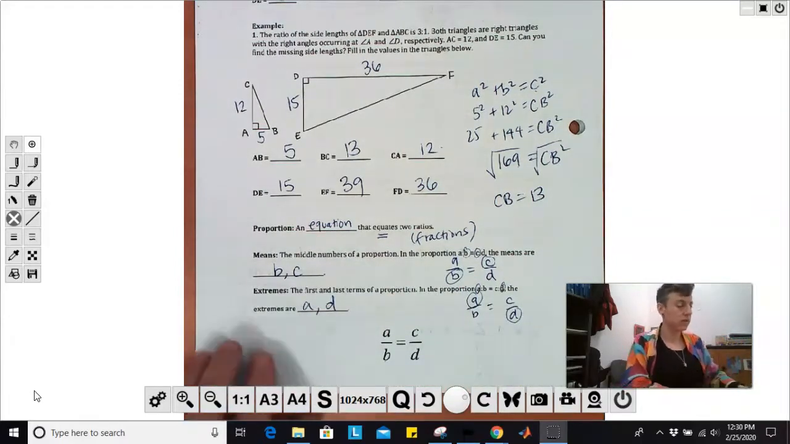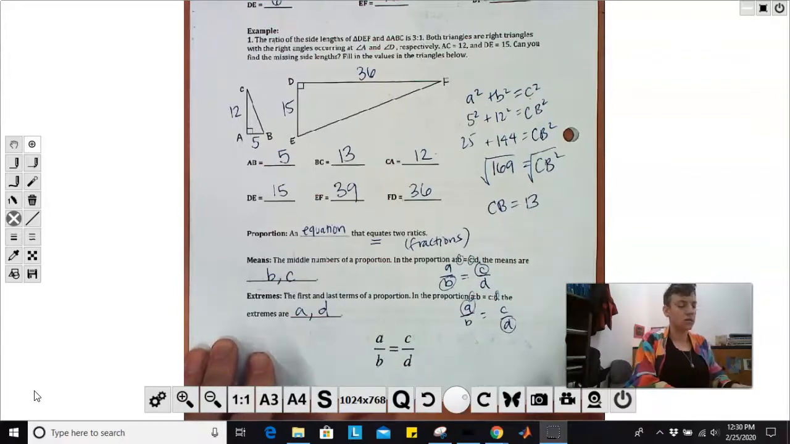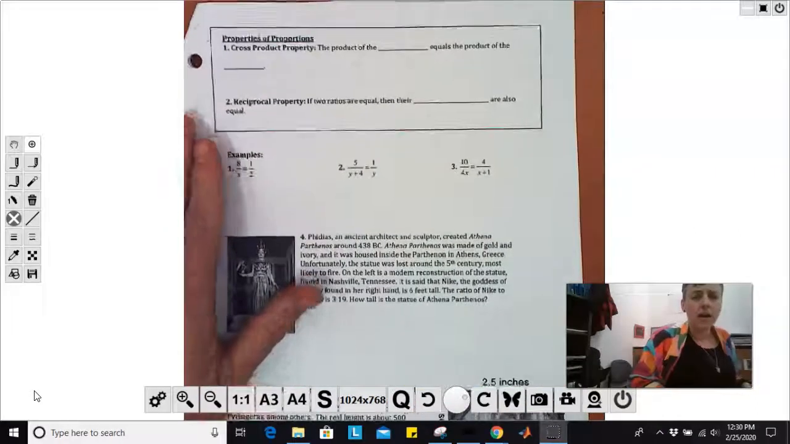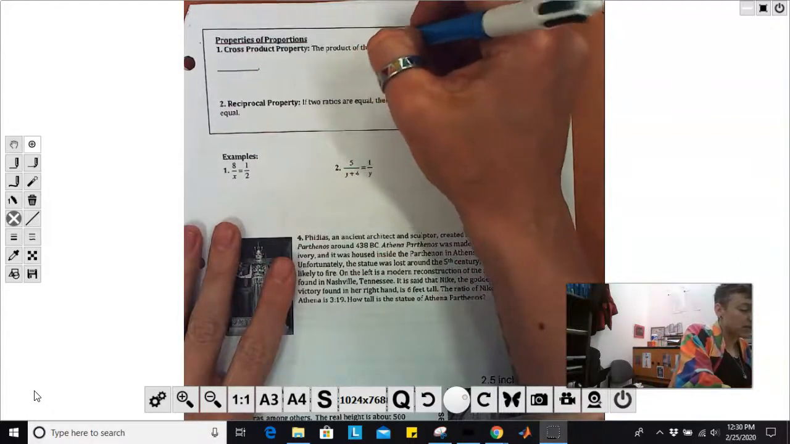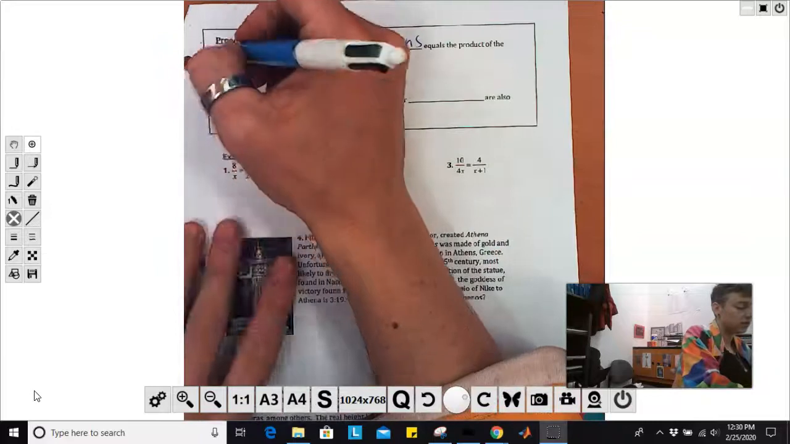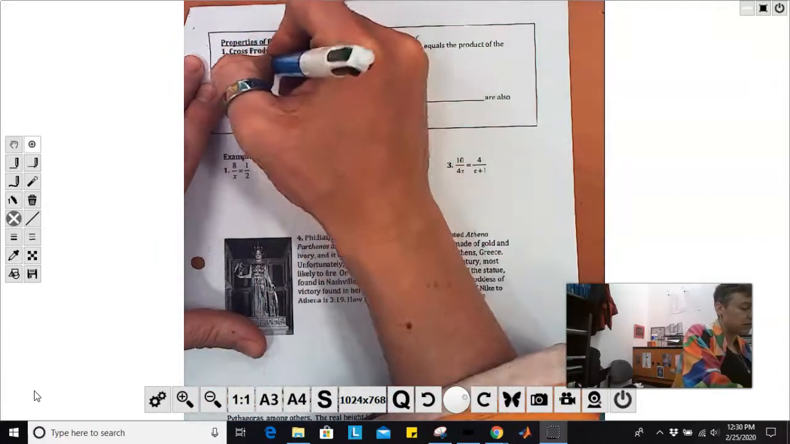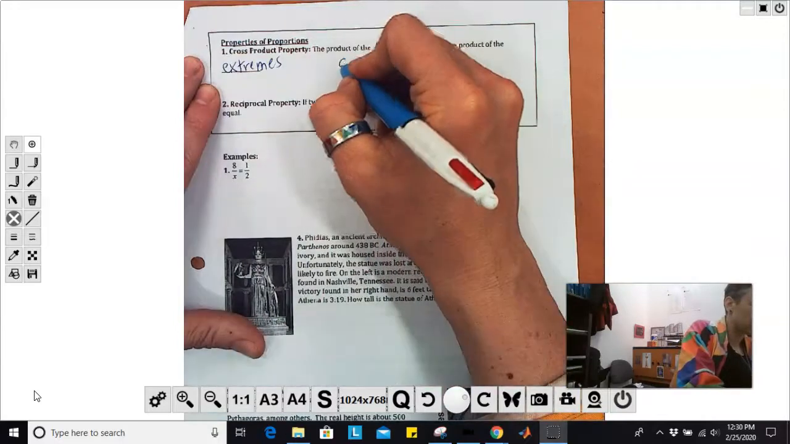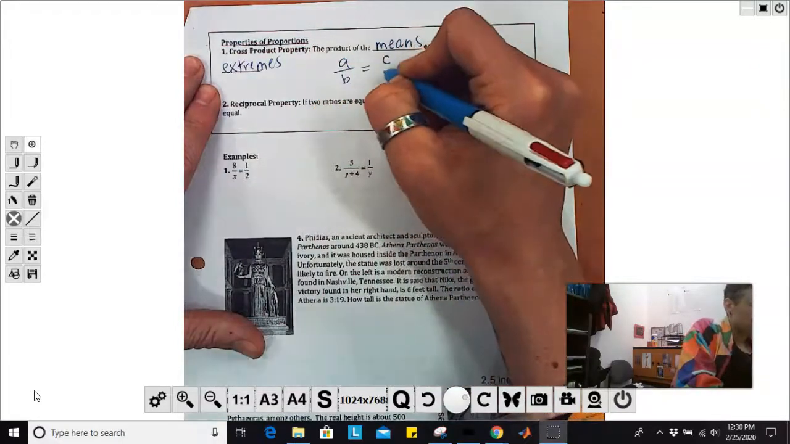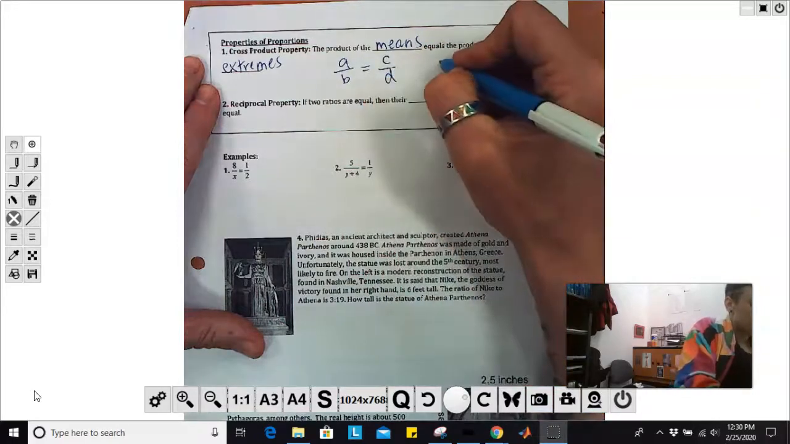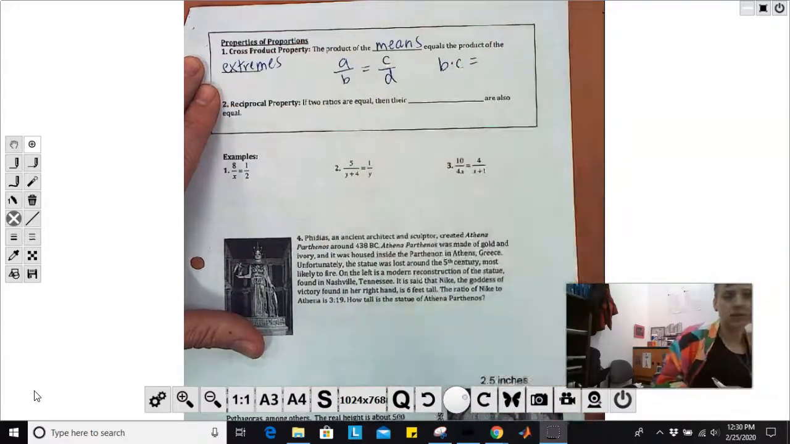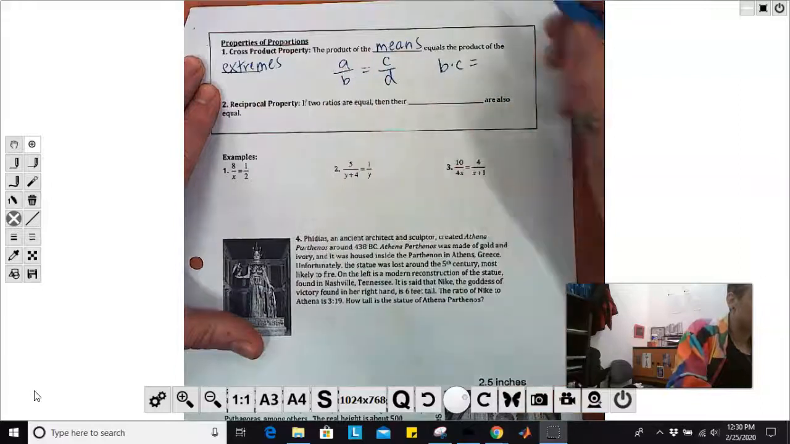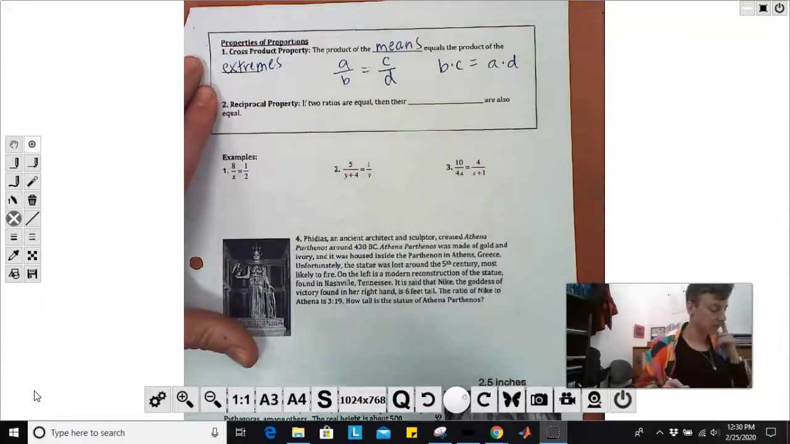Okay, cool. Moving along. The properties of proportions. The cross product property tells us that the product of the means is equal to the product of the extremes. So that means in the proportion we were just looking at, A over B equaling C over D, the product of the means would be B times C equals the product of the extremes, A times D. There you go.